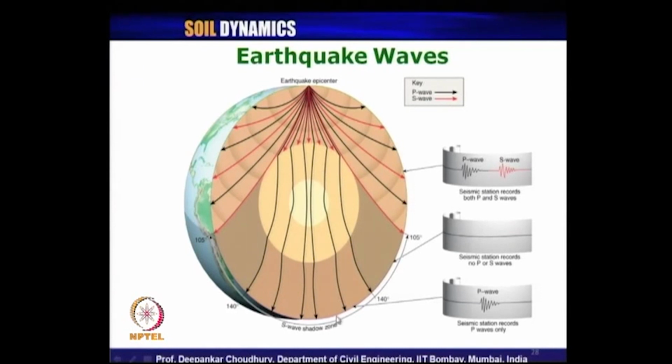Whereas, if some seismic recording stations are located in this zone, they will record only the P wave. Also, it is a shadow zone for the S wave. So, no S wave will be recorded; they will record only the P wave in their seismogram. So, this clearly shows how worldwide the record of P wave and S wave can take place for an earthquake occurring at a particular place.